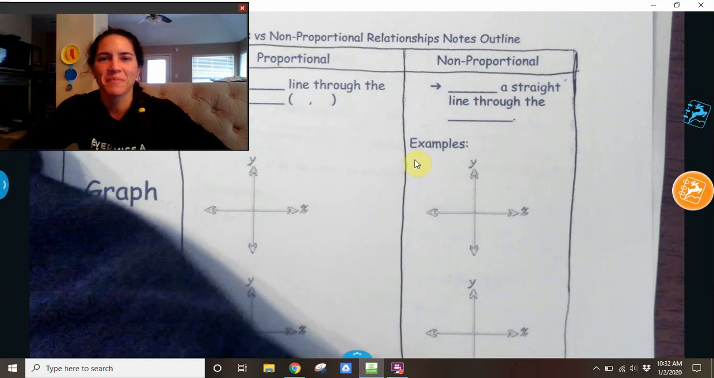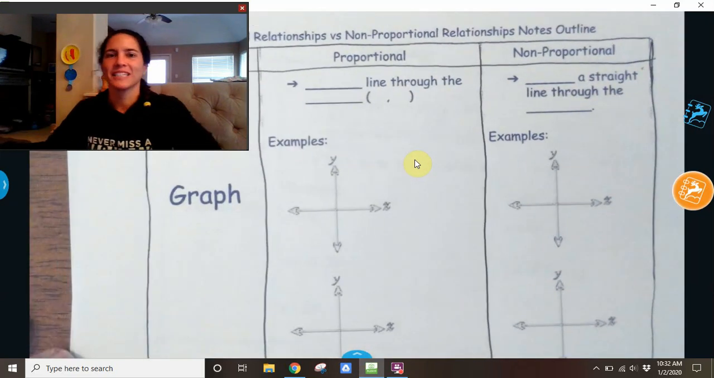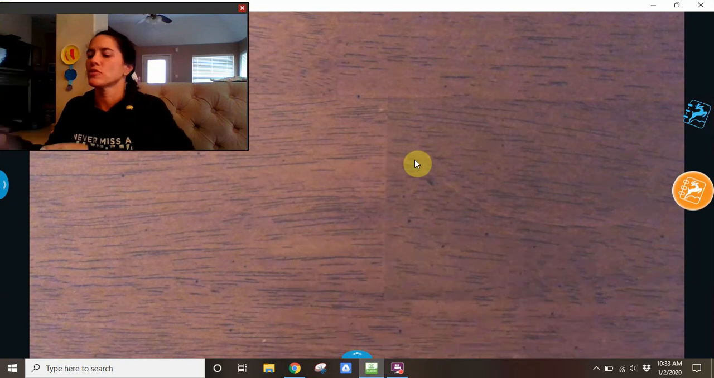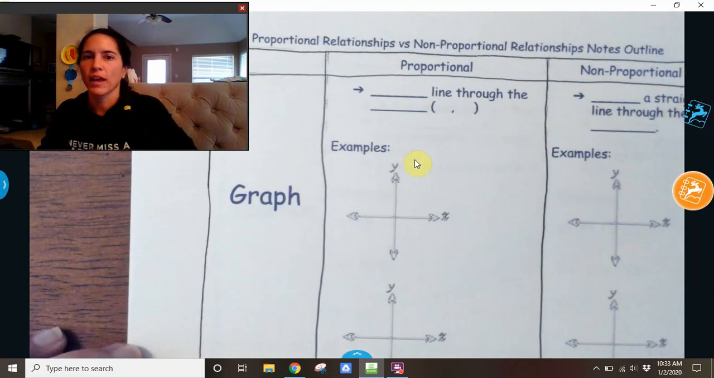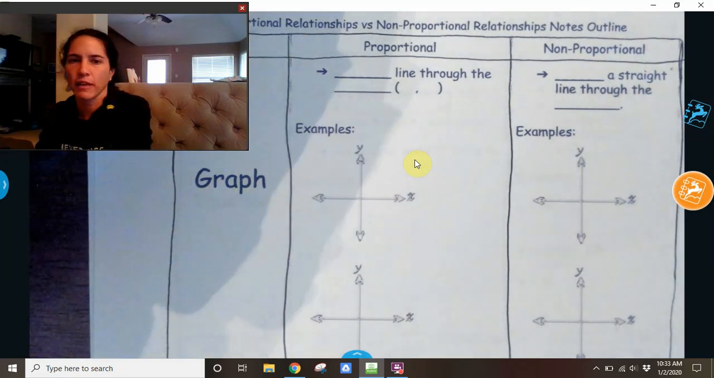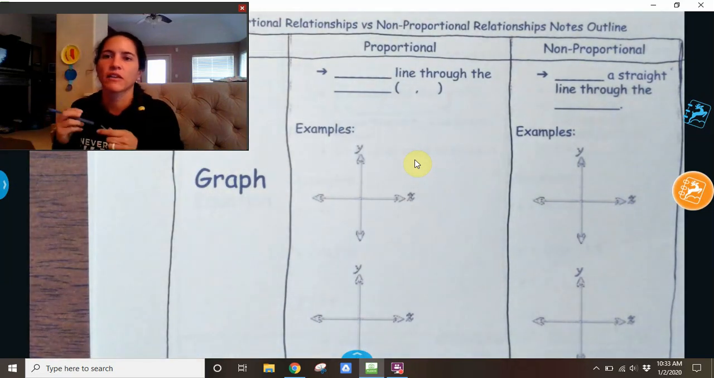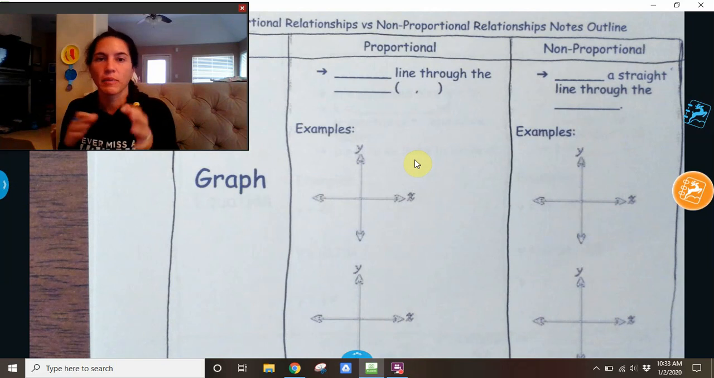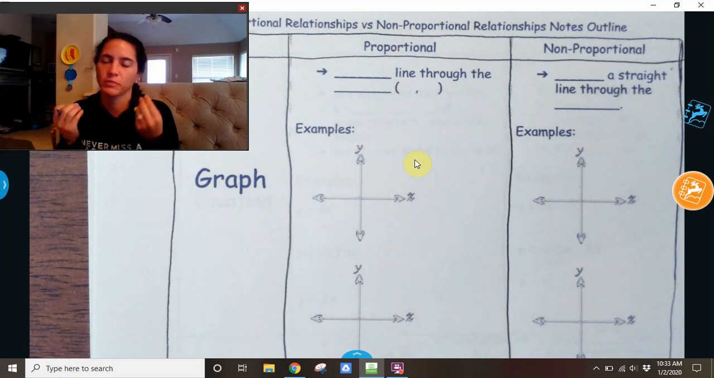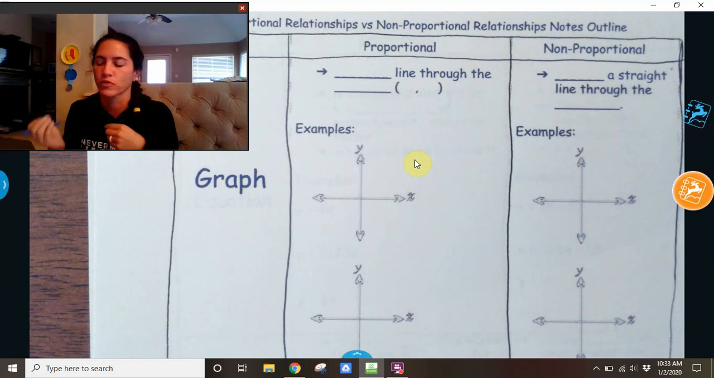Here it is. Okay, so today's lesson is proportional relationships versus non-proportional relationships. We've talked a little bit about this, and I wanted to give you a guide on how to compare if a relationship is proportional or not, and there are different categories we're going to go through. The first one is the graph, which is probably the easiest to tell because it's very visual, and you can tell simply by looking at a graph if a relationship is proportional or non-proportional.